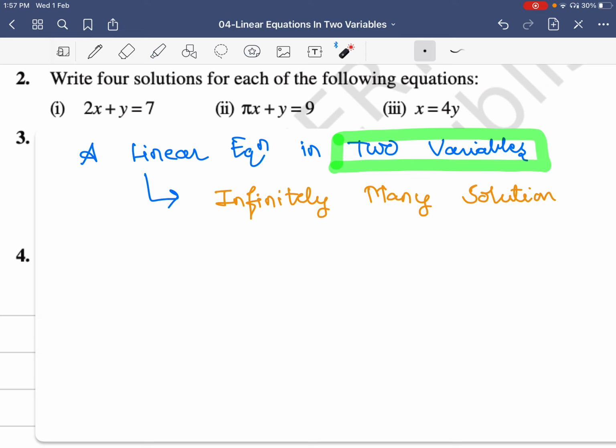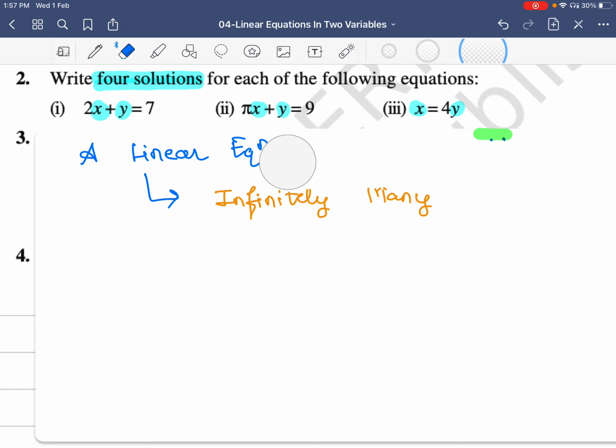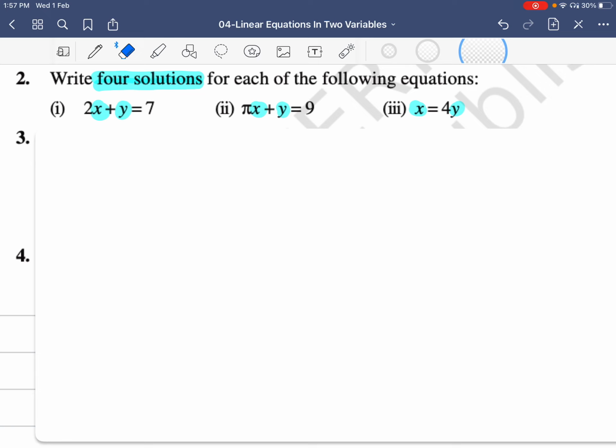Now, if you look at these linear equations that are given to us, all of them are equations in two variables. What are those two variables? Here it's variable x, variable y. Here also it's variable x, variable y. Here also it's variable x and variable y. So all three equations given to us are linear equations in two variables. It means they will have infinitely many solutions. Now what has been asked is we have to just find 4 solutions for each. I'm going to solve only the first equation, and the rest have exactly the same process, which you can solve at your own leisure.